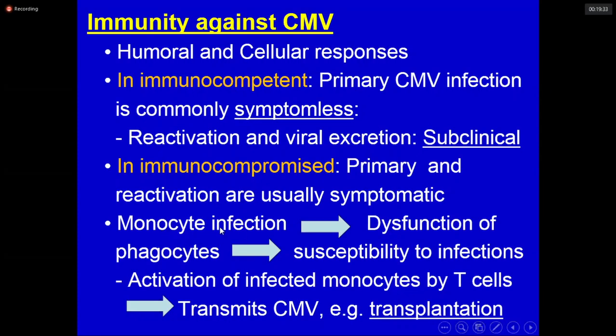Monocyte infection will lead to dysfunction of the phagocytic activity. Monocytes become macrophages, so we get dysfunction of the phagocyte. And these patients will become susceptible to infection. Activation of infected monocyte by T cells will transmit the CMV, for example, via transplantation.